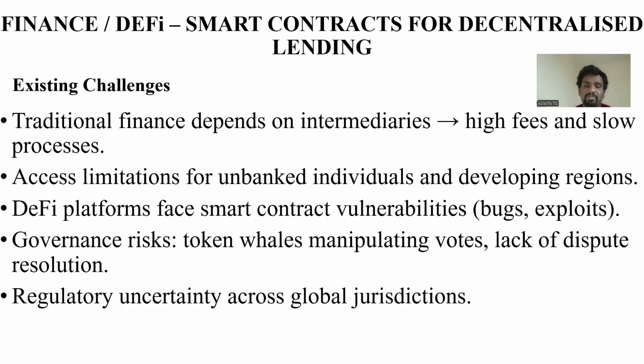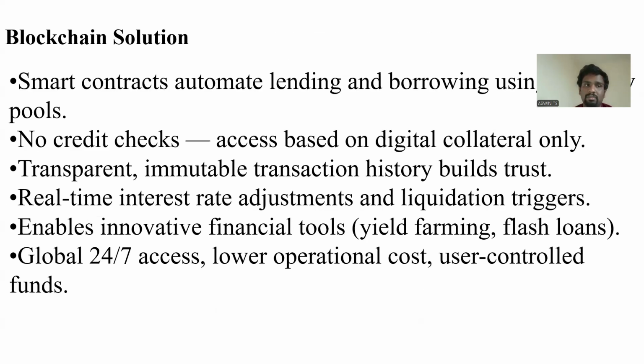So the solution provided by blockchain is in decentralized lending, where smart contracts automate the entire lending and borrowing process. Instead of banks, liquidity pools are used. People deposit crypto and others borrow against it. There is no credit check. The system works purely based on digital collateral. Every transaction is transparent and stored on the blockchain, which builds trust.